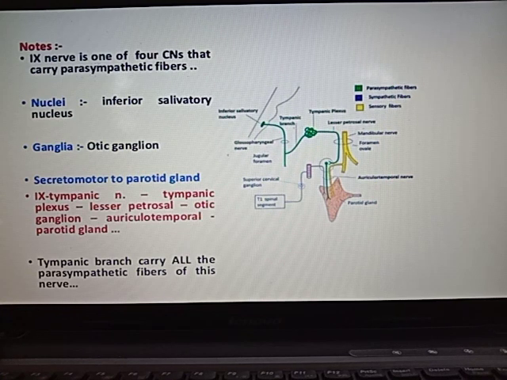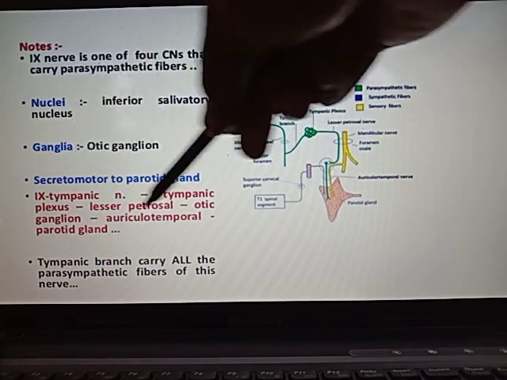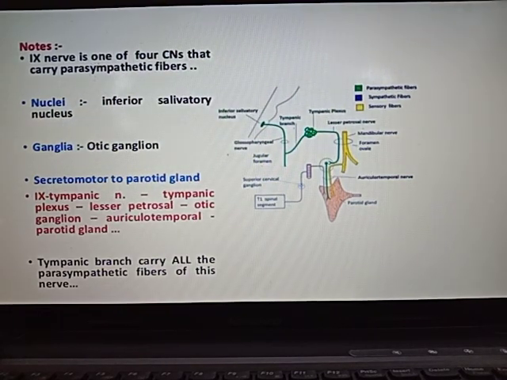So this part you should remember during examination, the secretomotor to the parotid gland. Again, I am telling you: the tympanic nerve, the tympanic plexus, lesser petrosal nerve, otic ganglion, auriculotemporal nerve, and the parotid gland. And the tympanic branch carries all the parasympathetic fibers of this nerve. And the nucleus is the inferior salivatory nucleus.